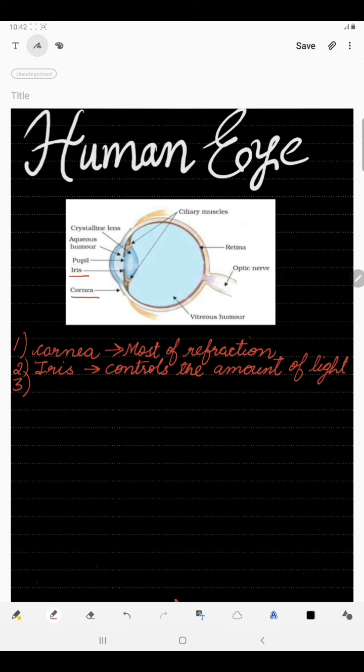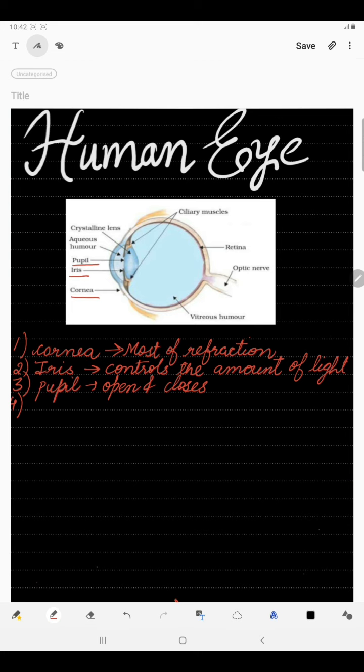There is a hole in the middle of the iris which is called pupil. Pupil opens and closes to regulate and control the amount of light. कितनी amount of light जानी चाहिए, enter करनी चाहिए, वो pupil के open और close होने से जाती है.